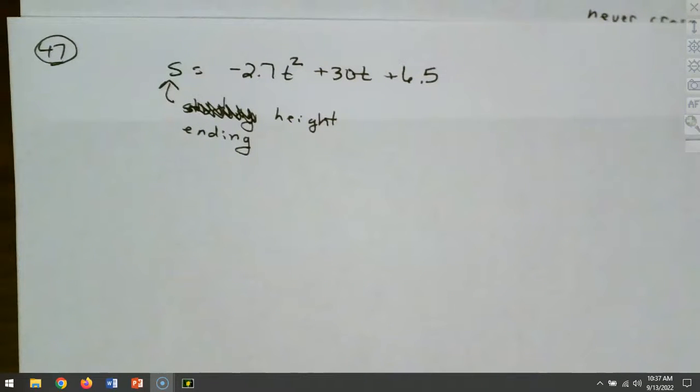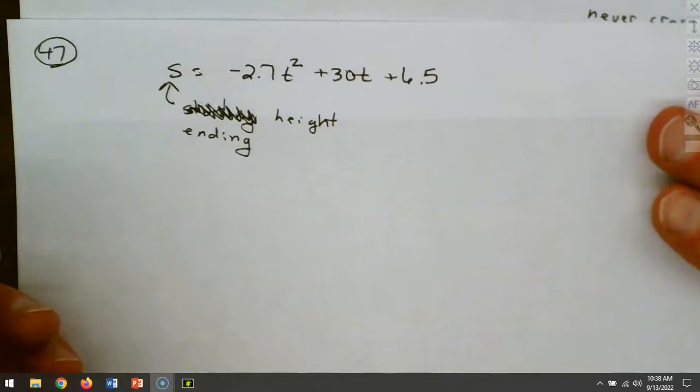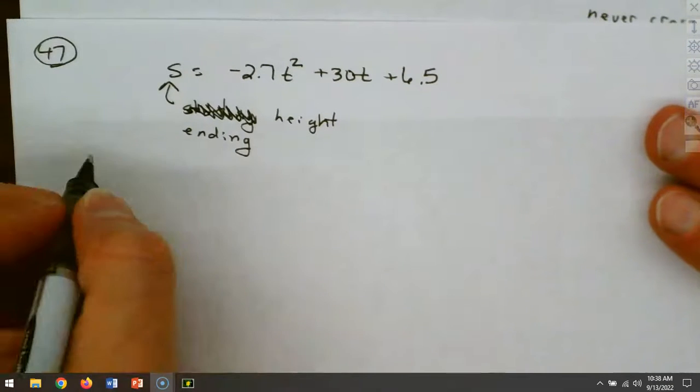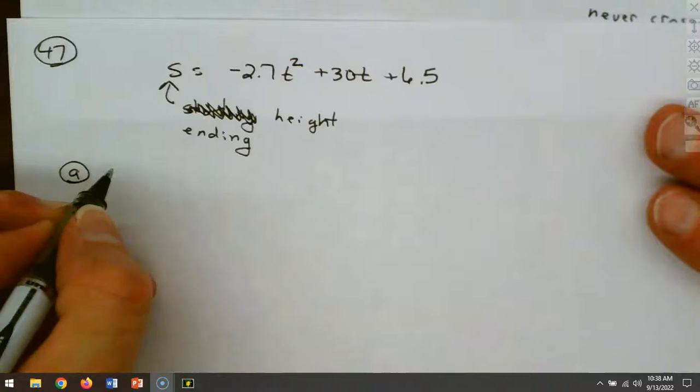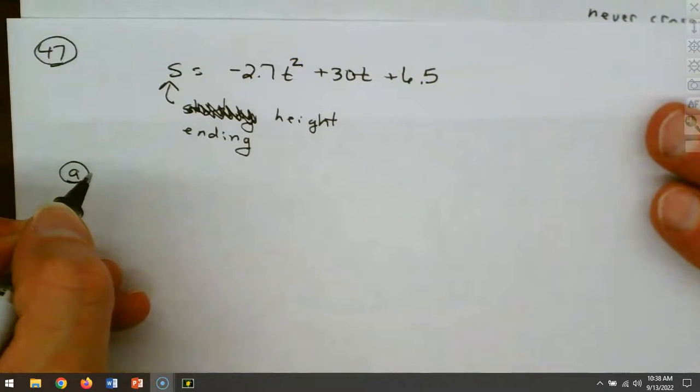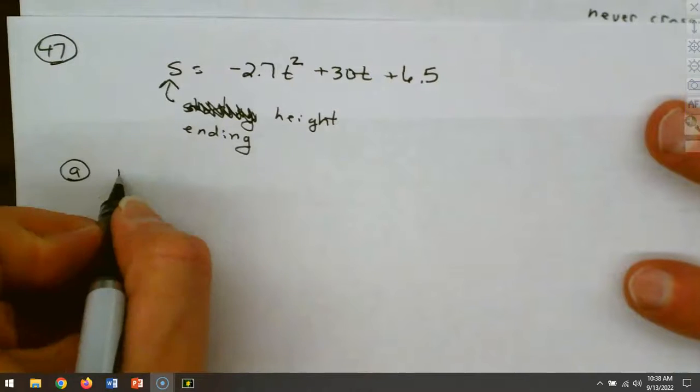And for part A, we want to know how many seconds the ball is 12 feet above the moon's surface. So that 2.7, that represents the gravity on the moon. It's different on Earth, but in this case on the moon. That's that 2.7. On Earth it would be 9.8. Okay, so we're looking at how long it takes this ball to be 12 feet above the moon's surface.